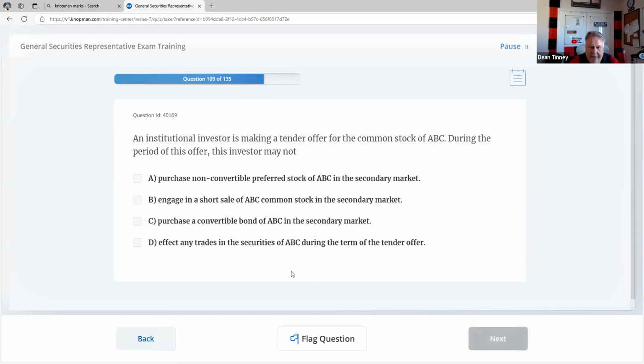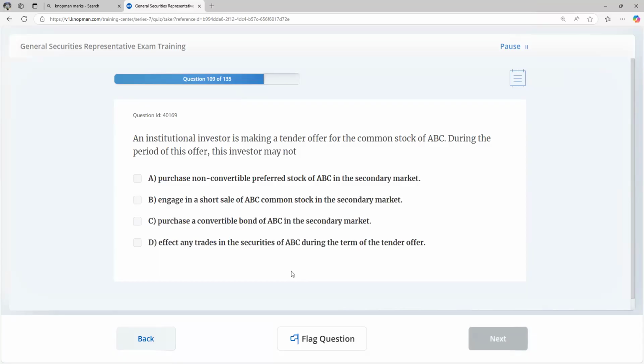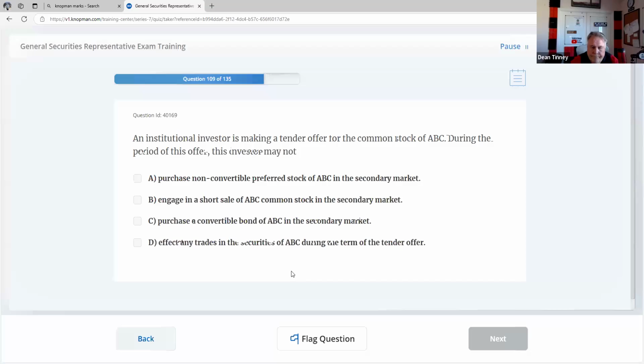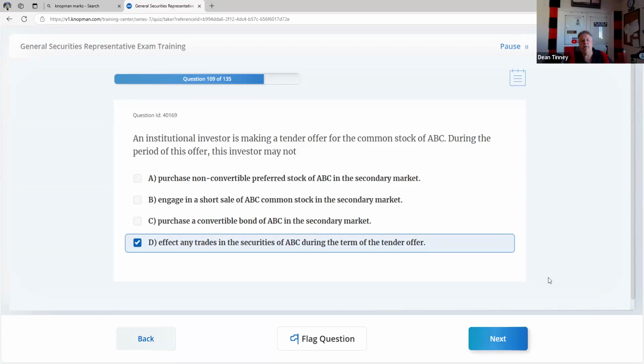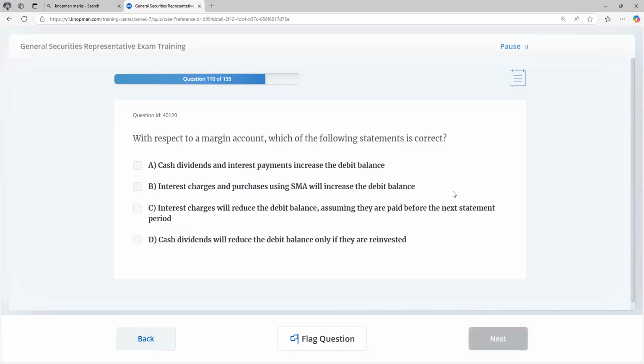An institutional investor is making a tender offer for common stock of ABC. During the period of this offer, the investor may not... Well, all of the first three are in the secondary market. That's true. So you're taking D. I like that. Yeah, you got to give people time to evaluate, right? Because all the other ones are in the secondary market. You're correct. And how many days does that tender offer have to be open? 20 and then 10 from. Right on.